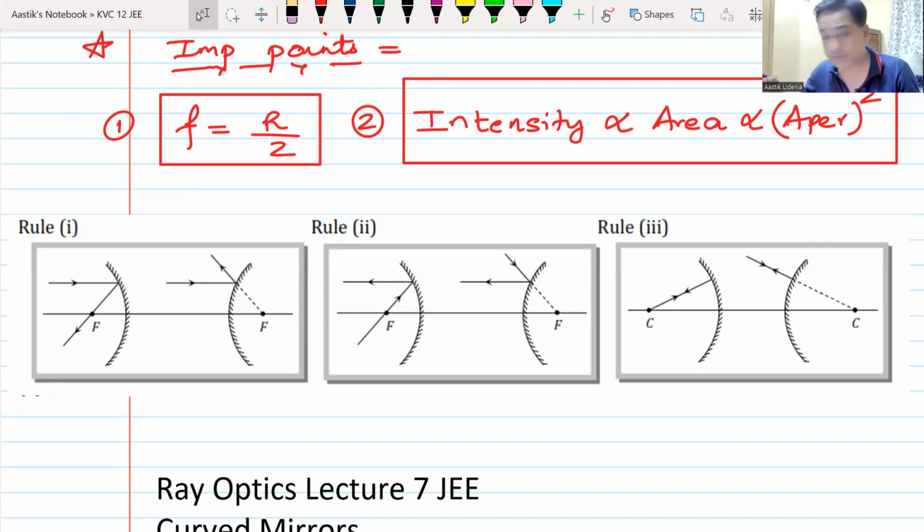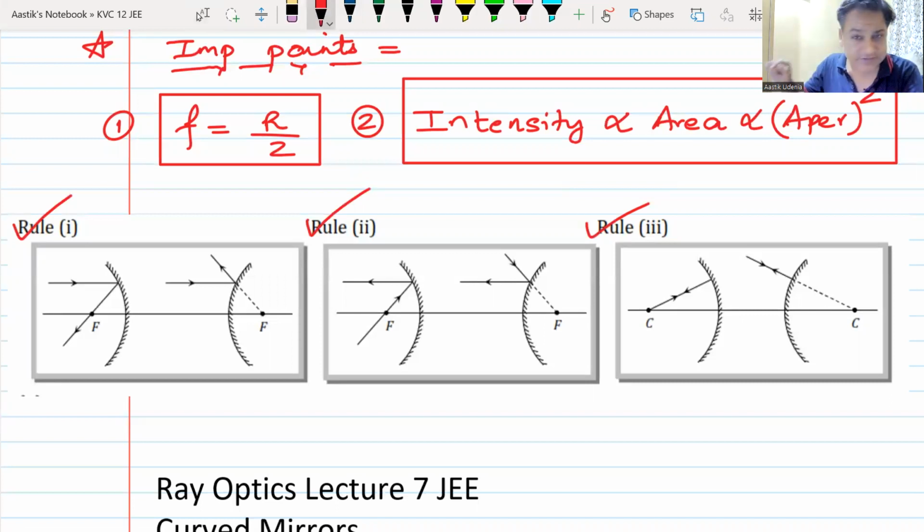This is for your general knowledge. As you can see, we had seen 3 rules: rule number 1, rule number 2, and rule number 3. Do we know all these 3 rules? Yes or no? With diagrams. We know these 3 rules of drawing ray diagrams. Now, these are the 3 rules for mirrors. We also will have to go through rules for drawing ray diagrams for lenses. So we'll go through these rules one by one.